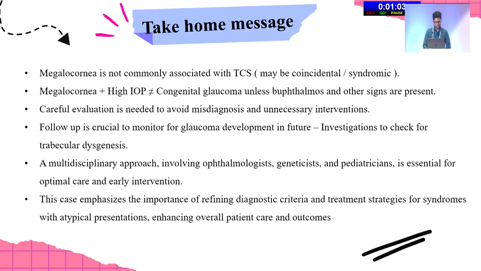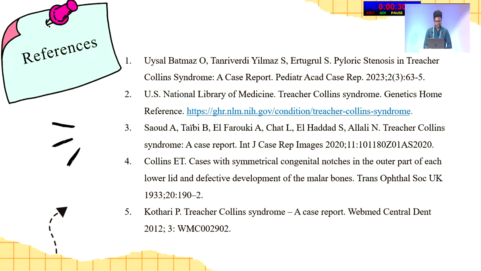Megalocornea with high intraocular pressure is not a definitive sign of congenital glaucoma unless buphthalmos and other signs are present. Careful evaluation is needed to avoid misdiagnosis and unnecessary aggressive intervention. Follow-up is important to monitor for glaucoma development in future. A multidisciplinary approach involving the ophthalmologist, pediatrician, and radiologist is essential for optimal care and early intervention, especially for parental counseling. This case emphasizes the importance of refining diagnostic criteria and treatment strategies for syndromes with atypical presentation. These are all my references. Thank you.